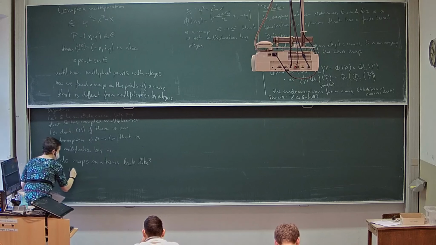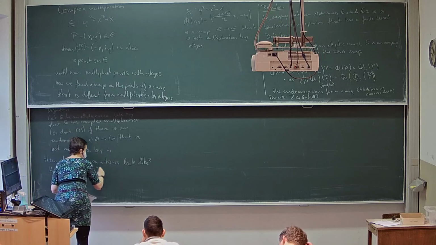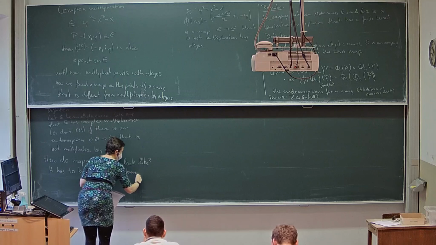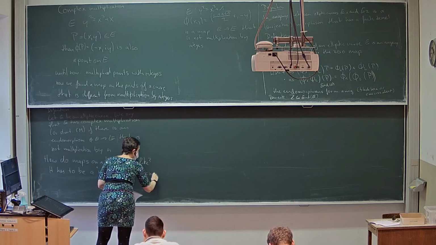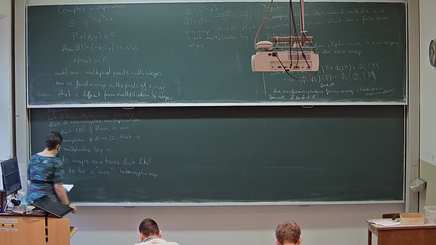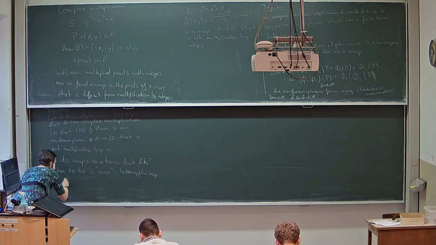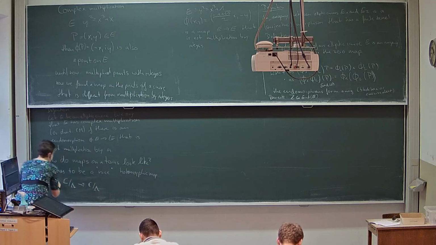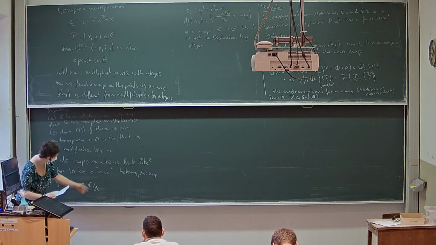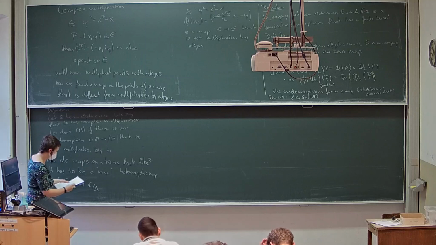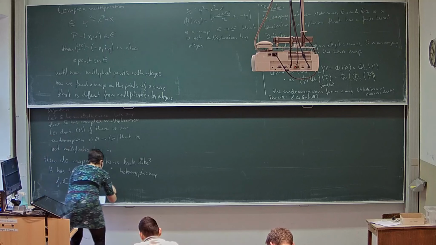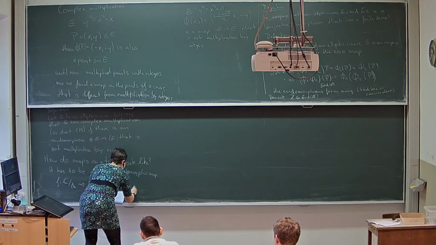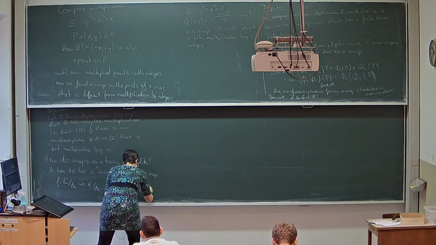Let me say it has to be a nice holomorphic map. What do I mean by that? So if lambda is our lattice, and we consider a map from C modulo lambda to itself, then of course it should be a well-defined function.